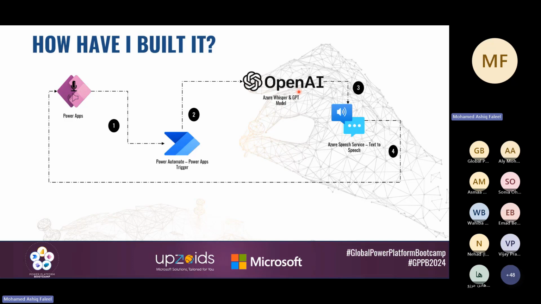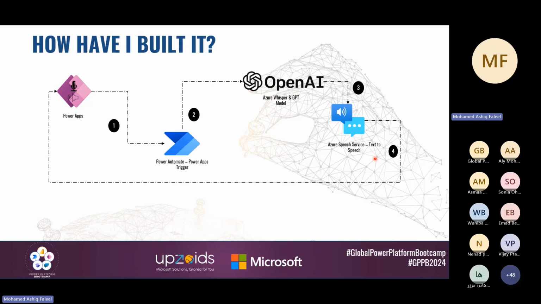And so once we have the audio converted to text, and the GPT model, it sparks the magic, right? So it now generates the content, whatever question we have asked in the Power Apps Canvas app microphone control, and it generates the content using the GPT model. And once we have the generated content in the format of text, it does not stop there, right?